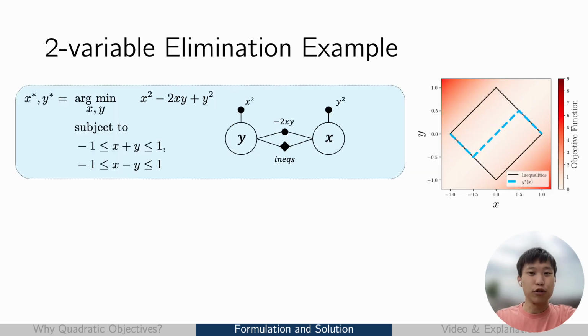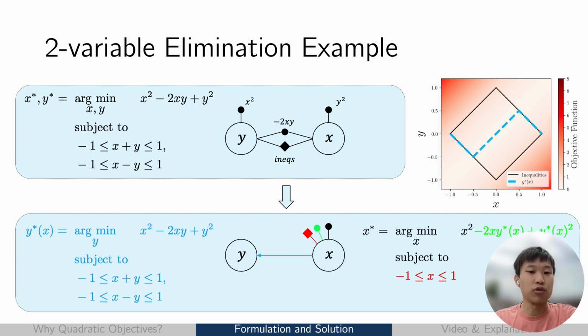In this example two-variable problem, we have a quadratic objective which is optimal when y equals x, and we have a diamond-shaped feasible region. To solve for or eliminate y, we first solve the QP parametrically for y in terms of x, which generates a piecewise linear solution. And then we substitute the solution back into the original problem to create a new piecewise quadratic program that doesn't involve y.